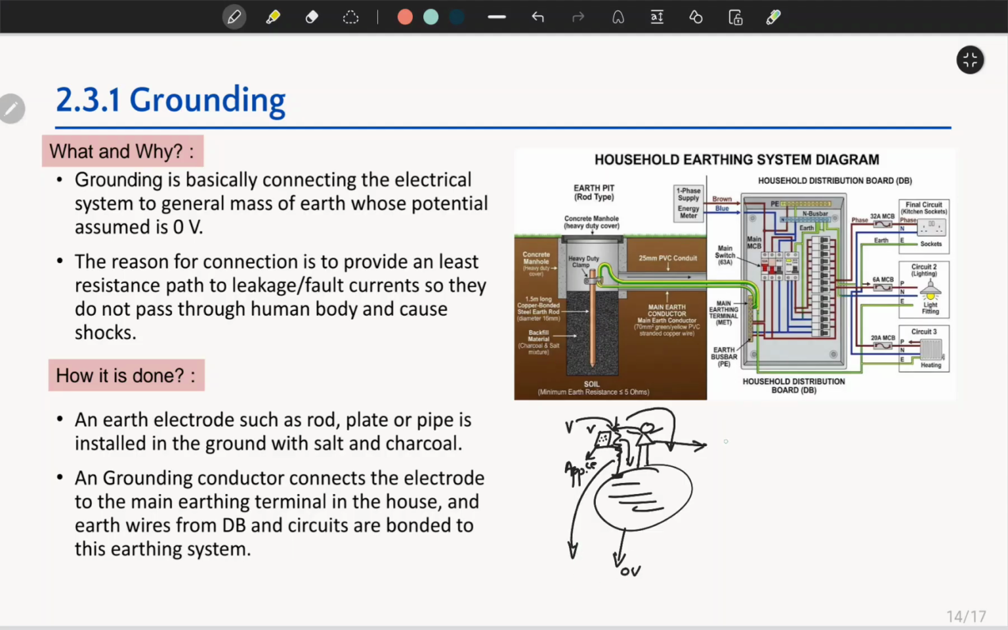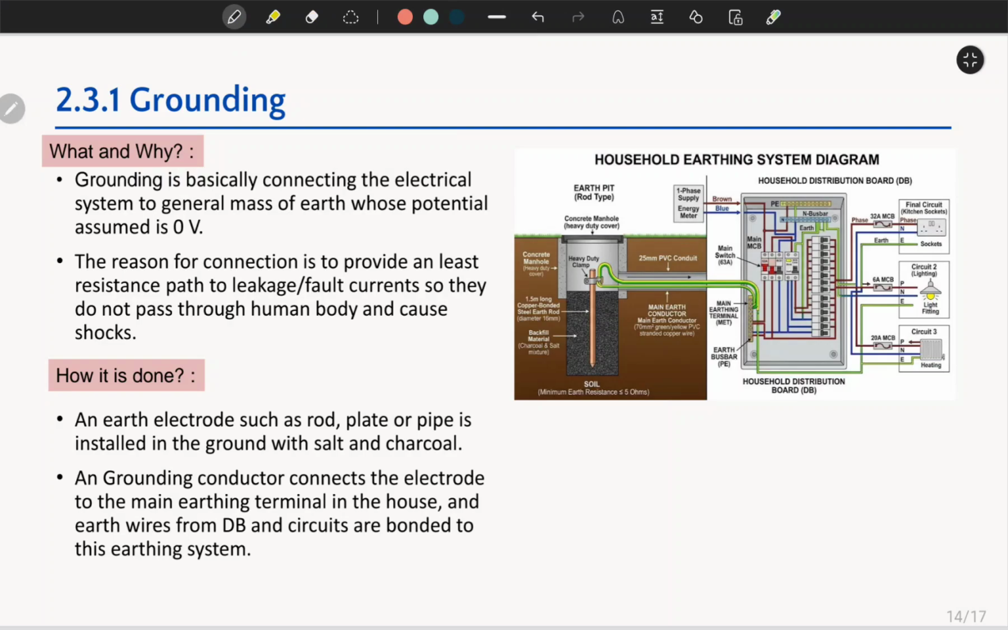Because the human body possesses a definite value of resistance. We have seen in chapter 1 of module 1 that resistance is basically an opposition to the flow of current, like in this diagram. So if my appliance is grounded, the leakage current will definitely follow that particular path and complete its circuit through the earth itself, not through the human body. So the human body is safe from any shock. This was a general understanding of how grounding works.